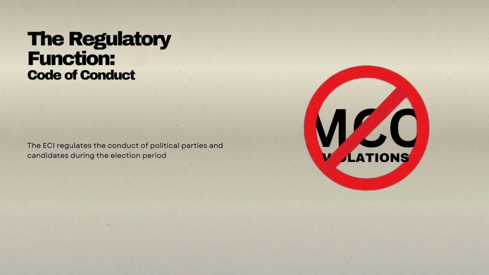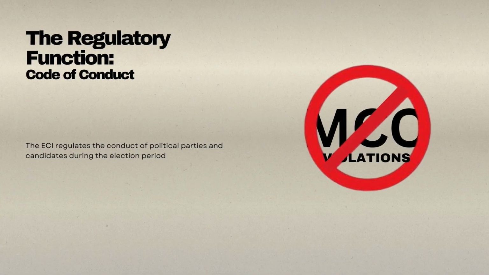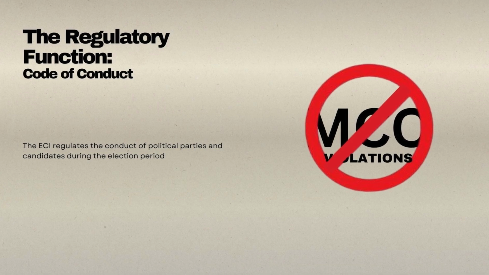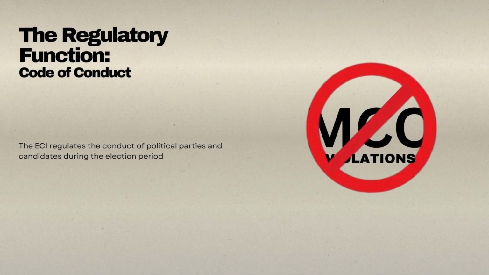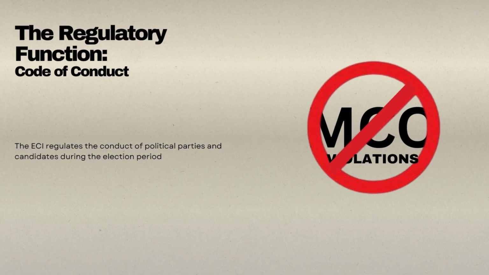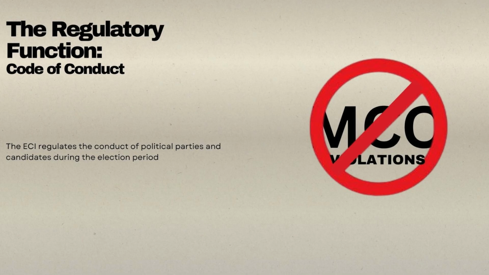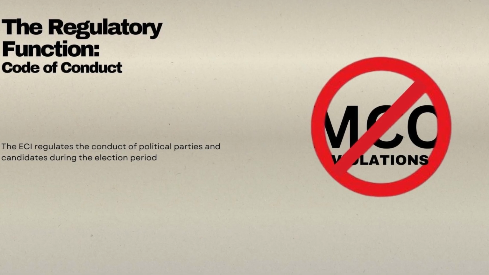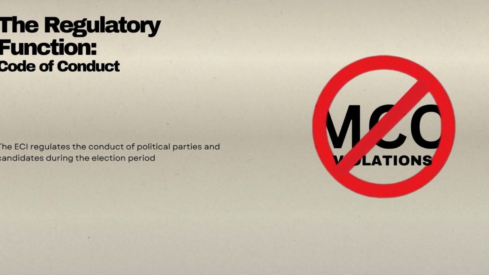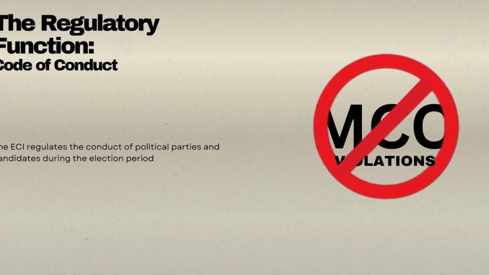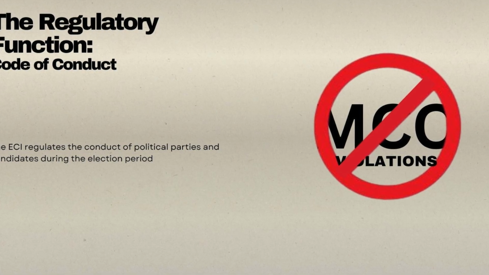The regulatory function is the most visible in the enforcement of the Model Code of Conduct. The Model Code of Conduct regulates the conduct of political parties and candidates, preventing the misuse of state machinery and inflammatory speeches. This is essential for maintaining the rule of law and ensuring a level playing field, protecting the political process from undue influence.